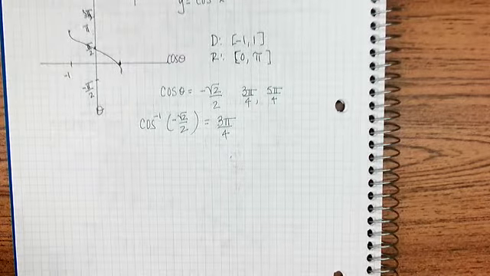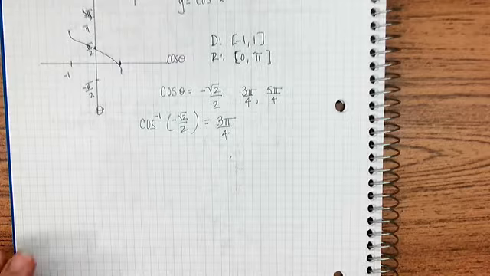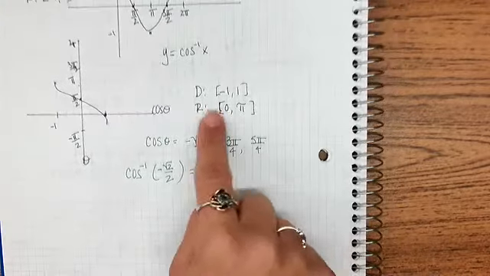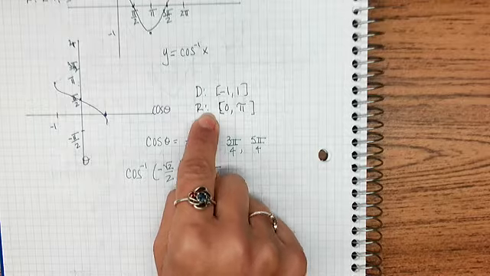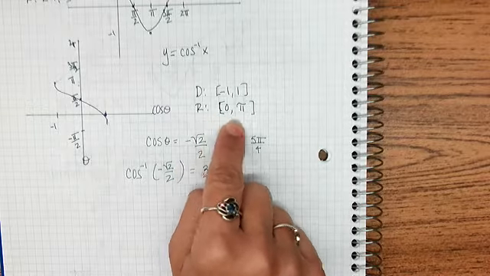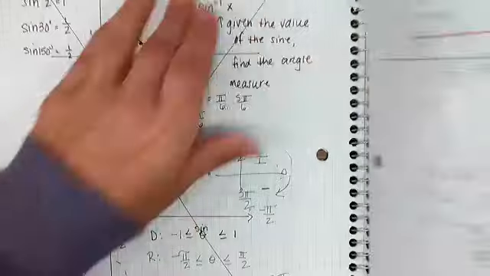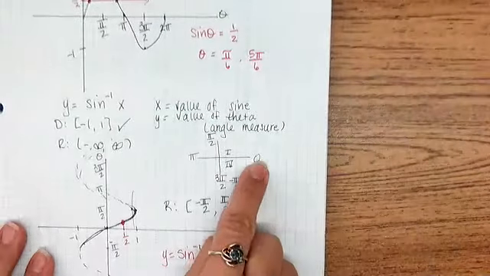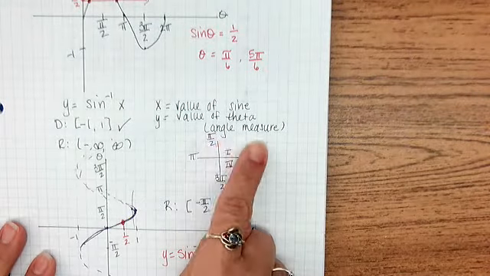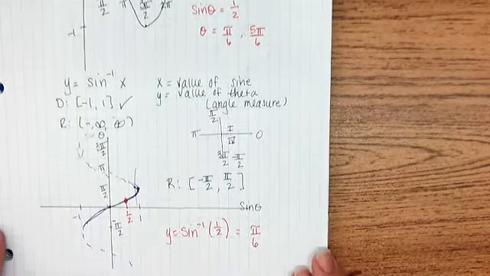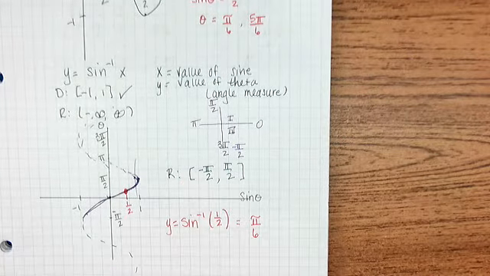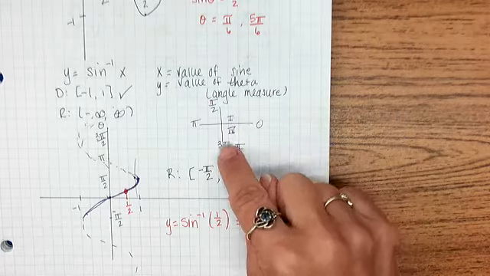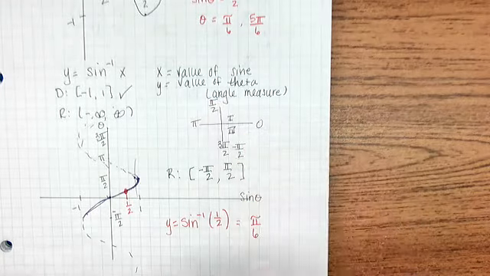Let's do a sine that tends to mess people up. Sorry, before I do that, knowing the domain and the range is what's critical. For cosine, the range is from 0 to pi, and 0 to pi is quadrants 1 and 2. For the sine, the range is negative pi over 2 to pi over 2, which is quadrants 1 and 4. 4 and 1, 1 and 4, whatever.